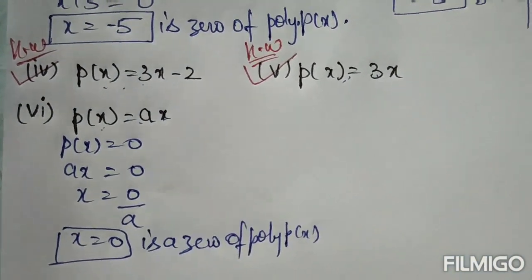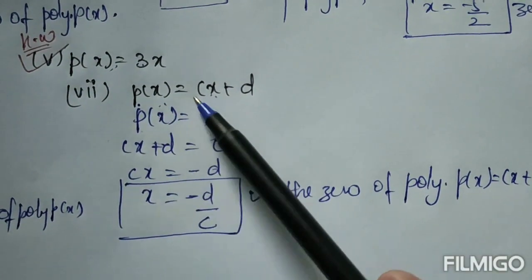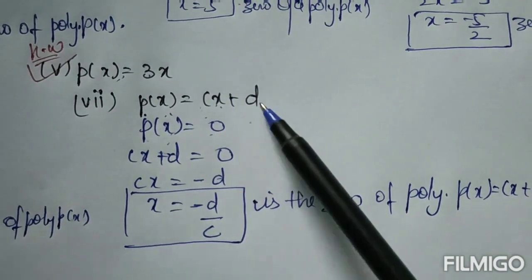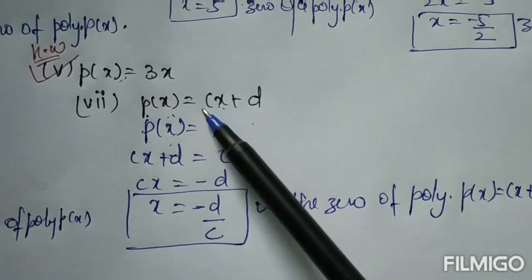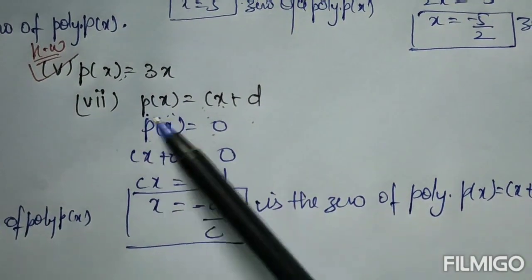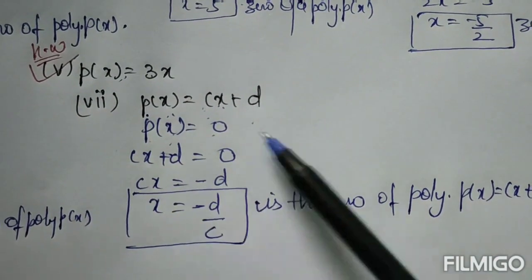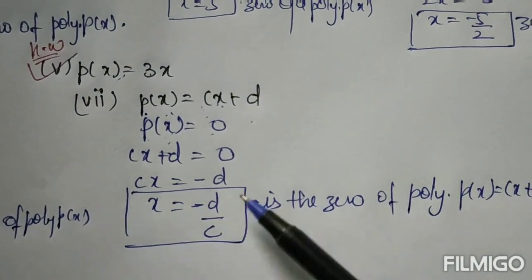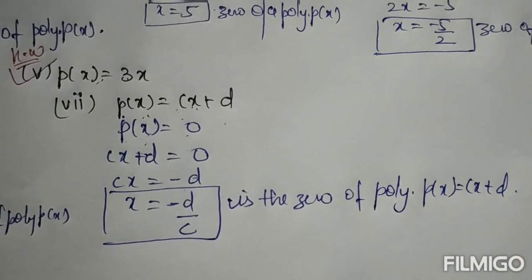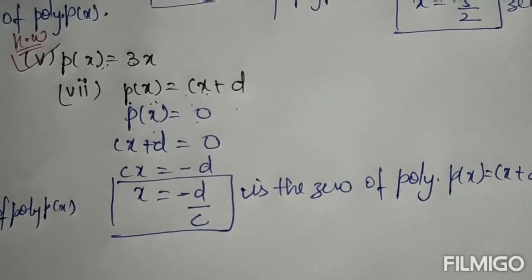Now the next. Now the last part, px equal to cx plus d. Put px equal to 0. Here c and d are real numbers and c not equal to 0. You have to find the 0. So put this polynomial equal to 0. Cx plus d equal to 0. Now d will go to that side, minus d, x will be minus d by c. It is a 0 of the polynomial cx plus d. With this question we have completed our exercise, that is 2.2.